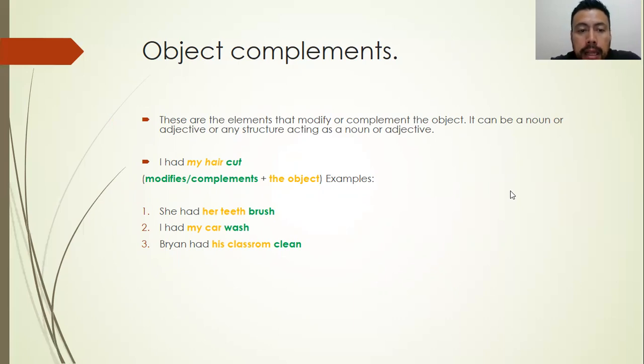It means that it could modify or complement, and the object is in yellow. An example is, she had her toothbrush. I had my car washed. Brian had his classroom clean. We have to understand the object is in yellow: her teeth, my car, and his classroom. And what modifies or complements the object is cut, brush, wash, or clean.